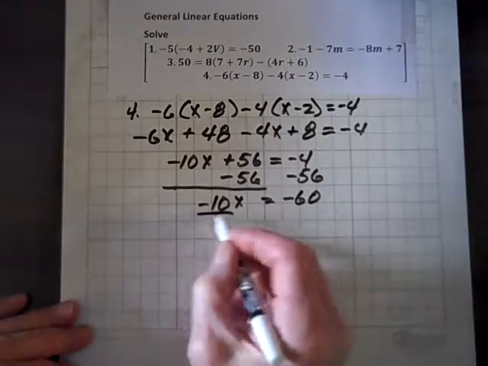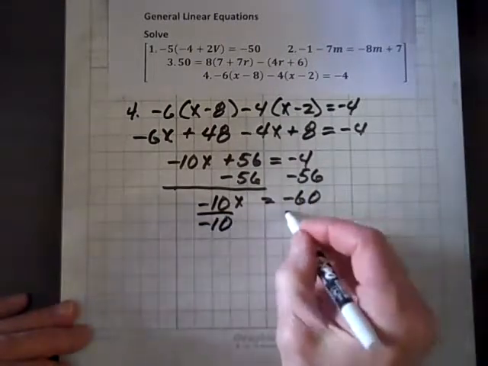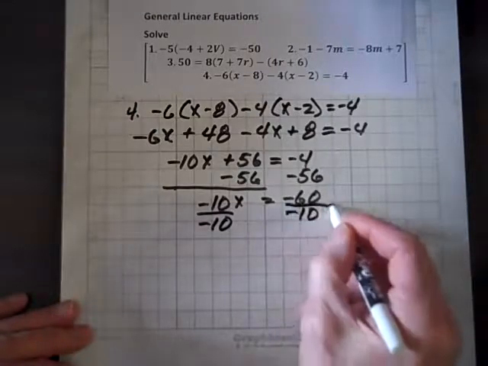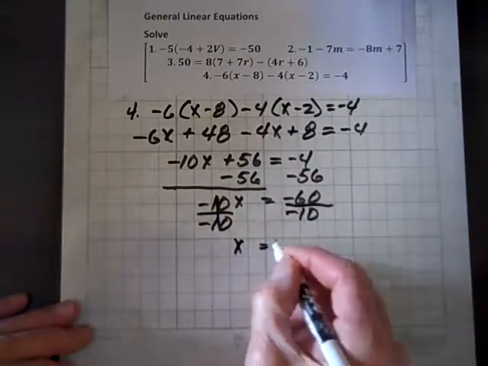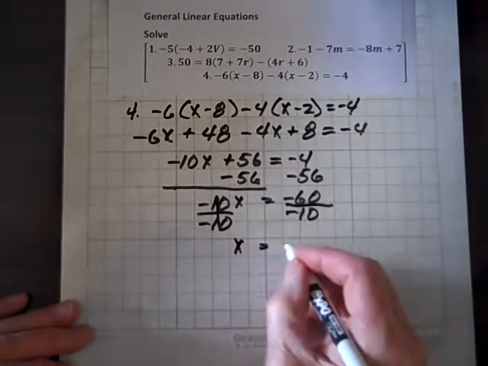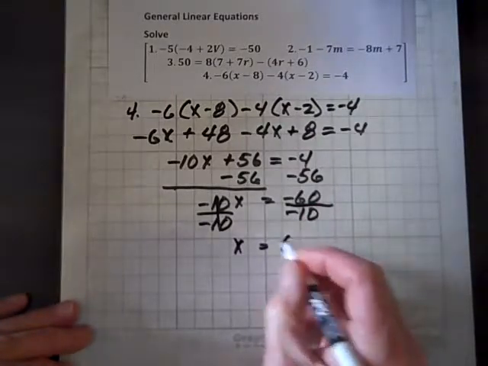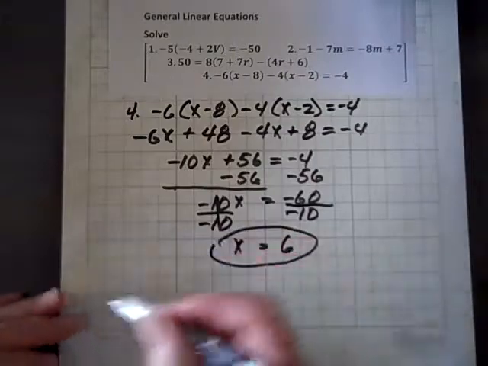Let's divide both sides by negative 10. And these divide out, and we get x, and a negative divided by a negative is positive, and we wind up with a 6 there, don't we? And we're done.